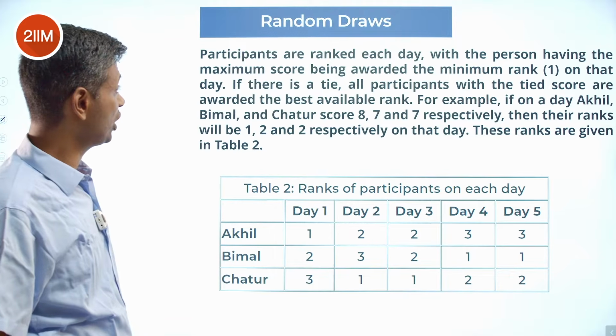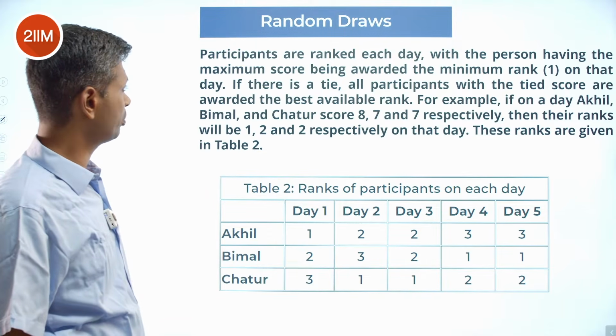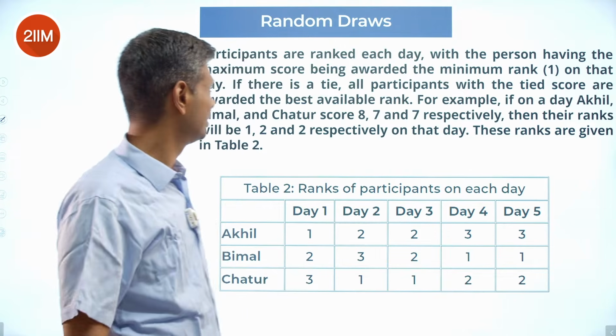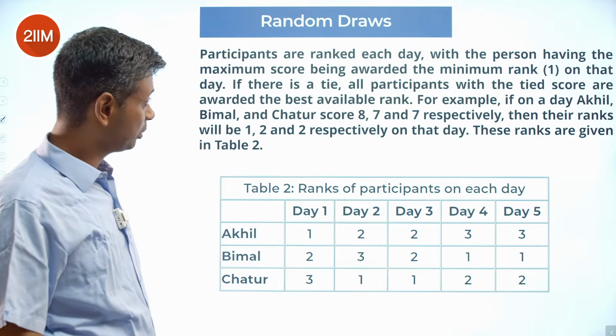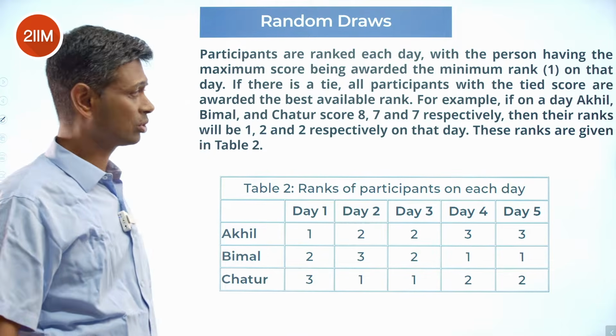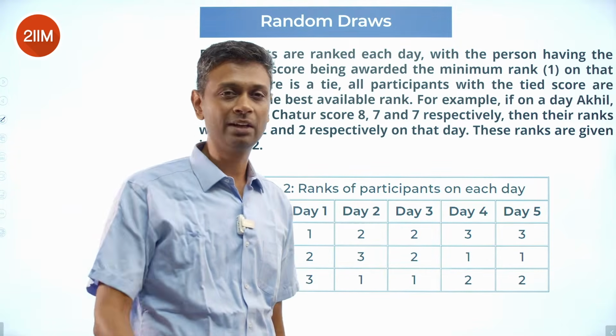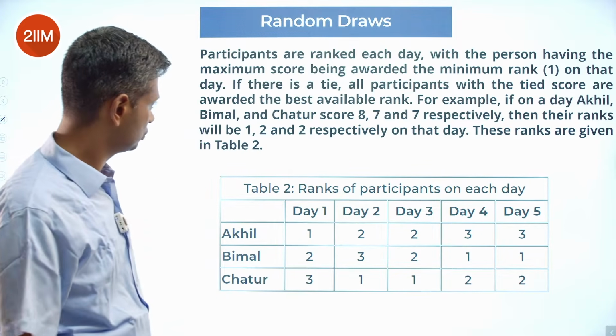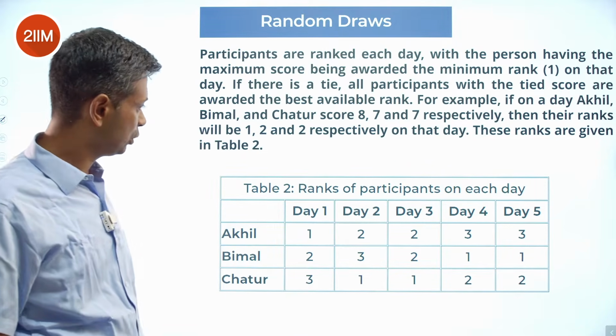Participants are ranked each day, with the person having the maximum score being awarded the minimum rank. Maximum score is highest, rank 1. If there's a tie, all participants with the tied score are awarded the best available rank. So if on a day Akhil, Bimal and Chatur score 8, 7 and 7, then Akhil will be first, Bimal and Chatur will be second and second: 1, 2, 2. These ranks are given in table 2.